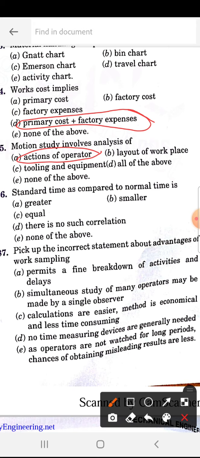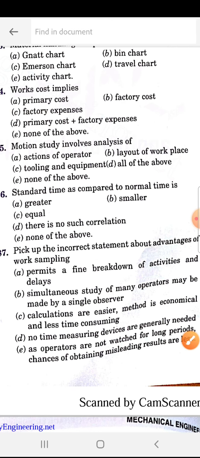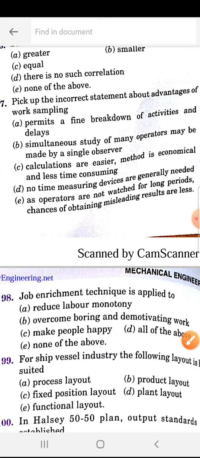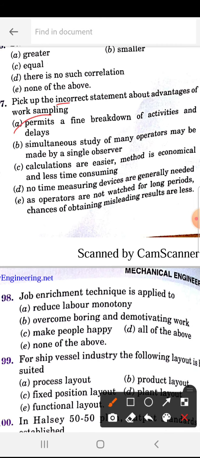Standard time as compared to normal time is greater. So standard time is greater than normal time, because standard time is equal to normal time plus allowances. That's why. Pick up the incorrect statement about the advantage of work sampling. So 87 is E, here the incorrect statement is that it permits fine breakdown of activities and delays. That is actually not permitted in work sampling, but since the question asks for the incorrect statement, this is correct.